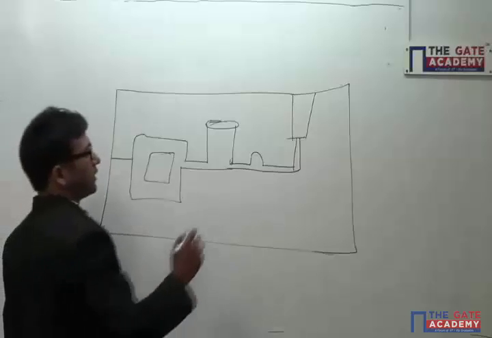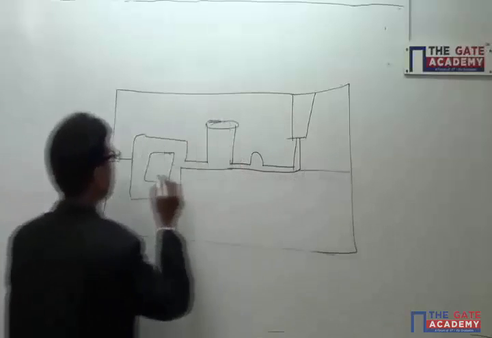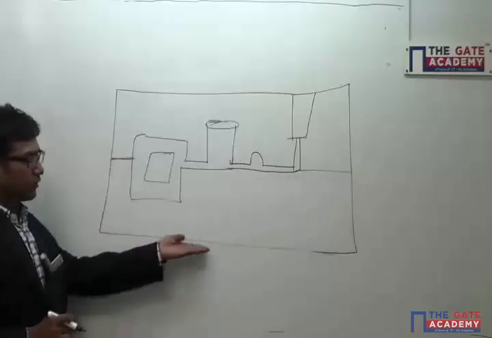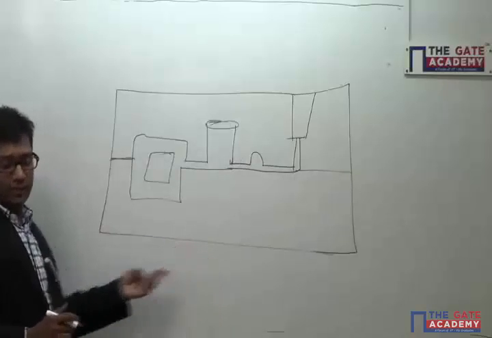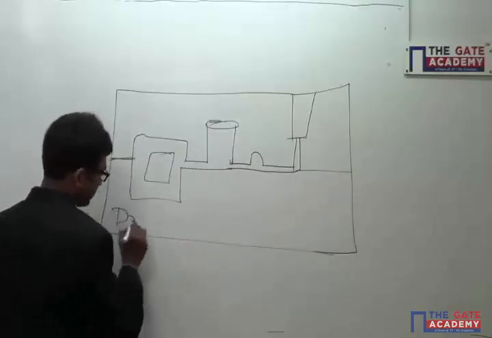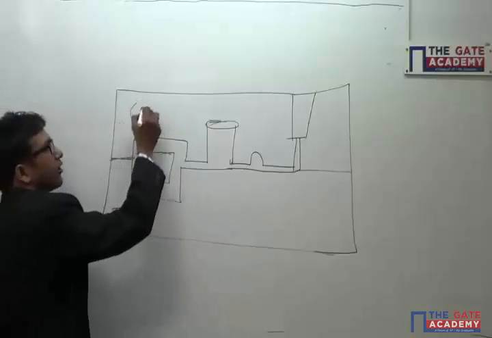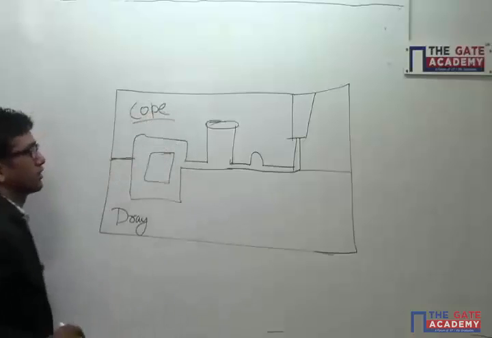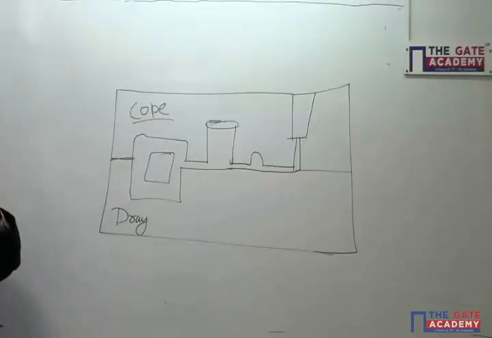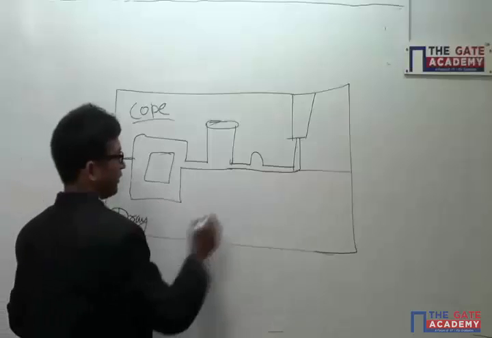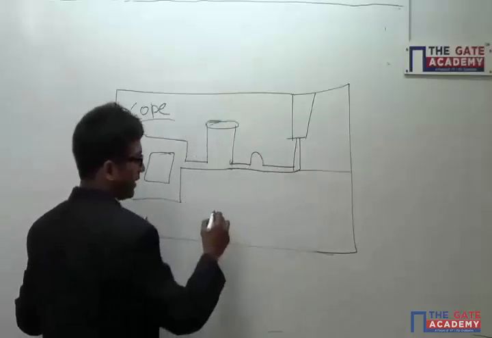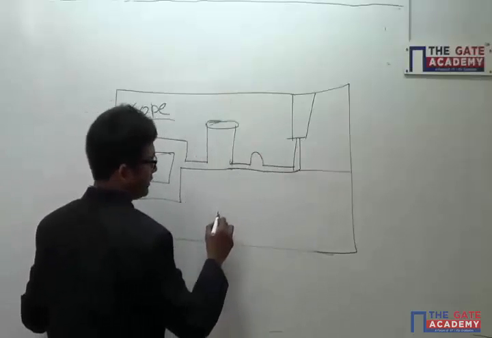This is one box, the lower box, that is called your drag box, and this is the upper box, that is called your cope box. Cope, C-O-P-E, cope box. So the drag and cope boxes are made of sand.